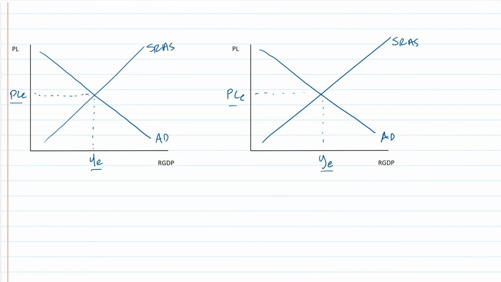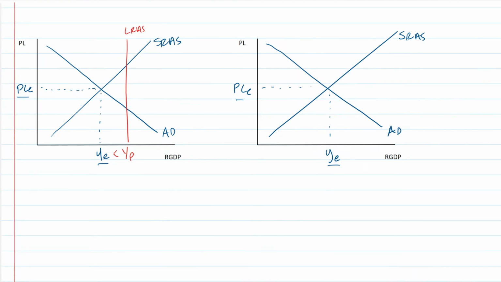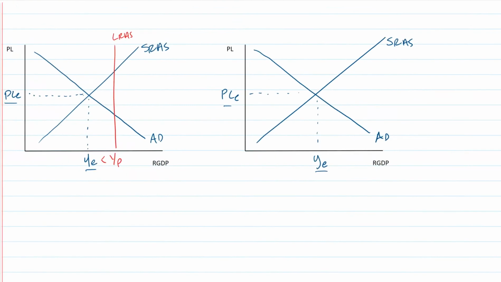So let's start with one scenario on the left. What would it mean in our economy if the LRAS were positioned to the right of our short-run equilibrium, or you could say it the other way, the short-run equilibrium is to the left of our LRAS? Well, what we could see immediately is that our current level of output, YE, is less than our potential level of output. So we could say current output is less than potential.